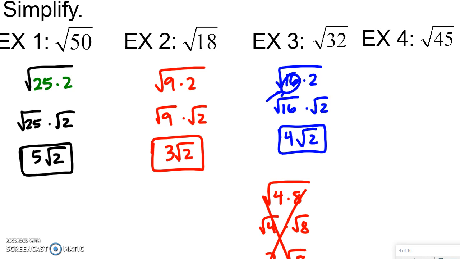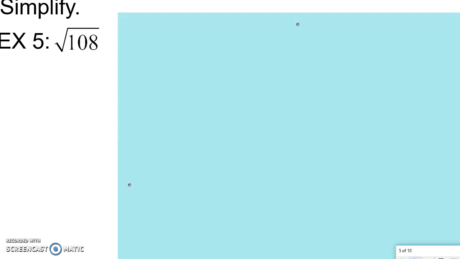All right, square root of 45. So try this one, pause it and try it. Okay, so this is 9 times 5. So 3 square root of 5 is my answer here. Okay, so let's keep working. Pause it and keep working.